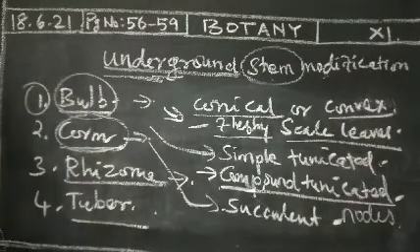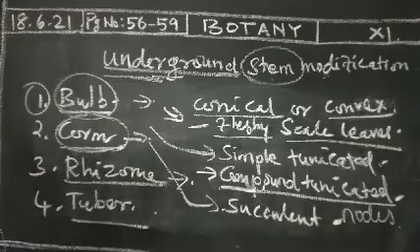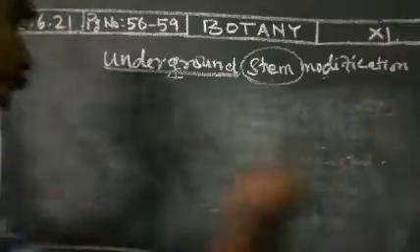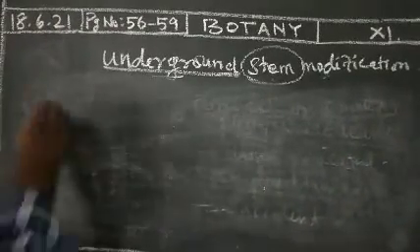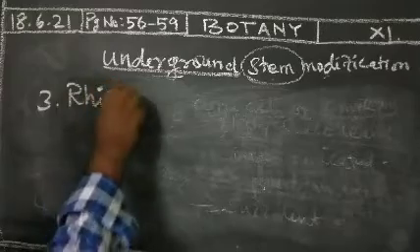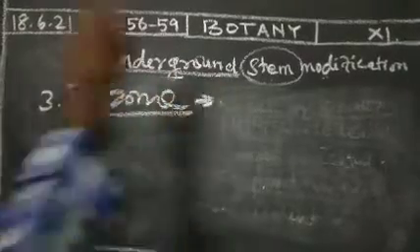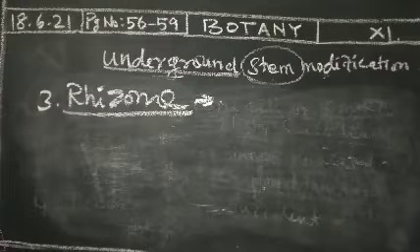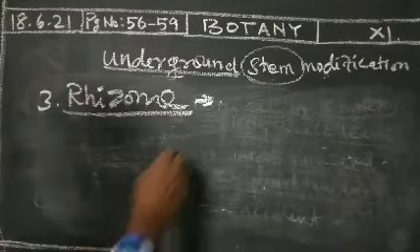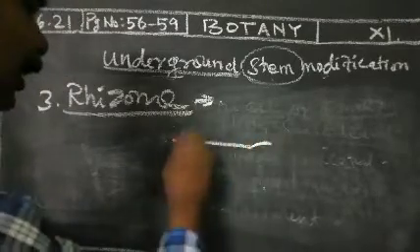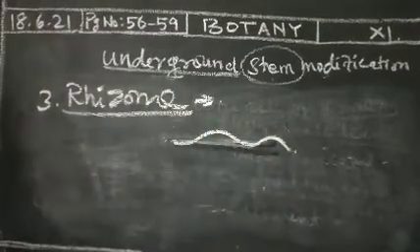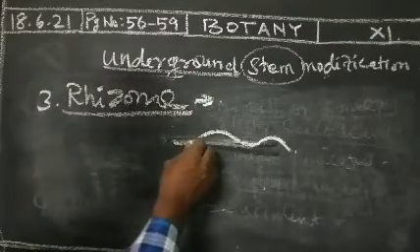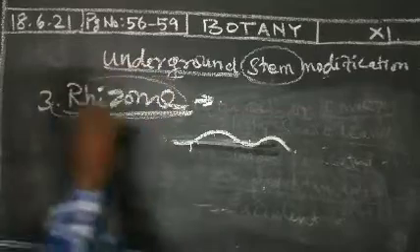Next we pass on to rhizome, in underground modification, the third one. A rhizome is an underground stem growing horizontally. It will grow in a horizontal manner, with several lateral growing tips also present in these rhizome parts.